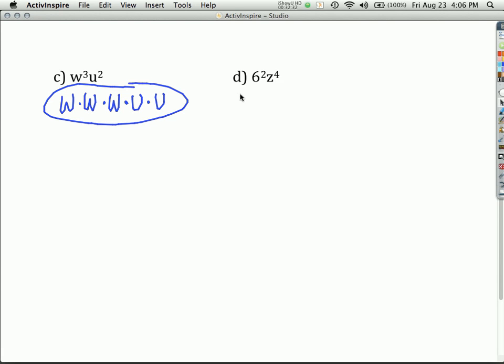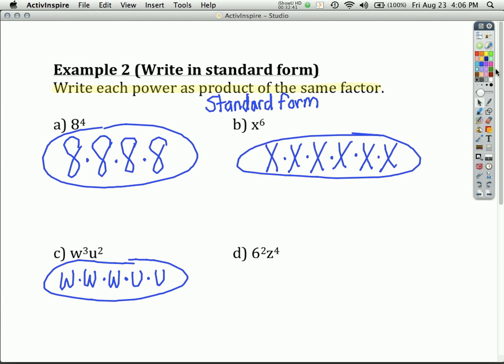And we're not going to do part D, but the same thing would happen with numbers as with letters. You would have 6 and z's. So let's see how you do on your own. I think you guys get it.